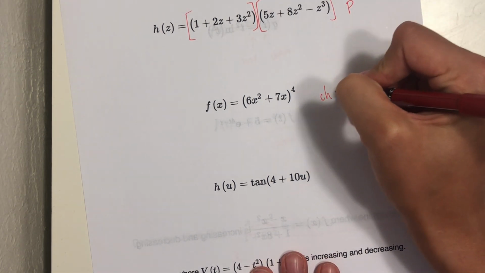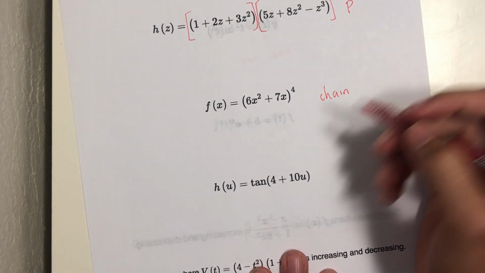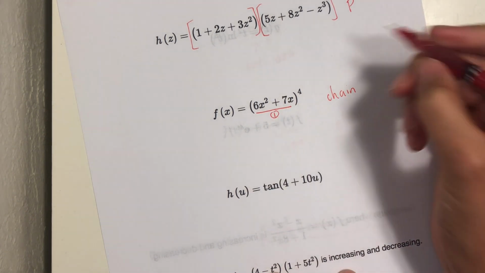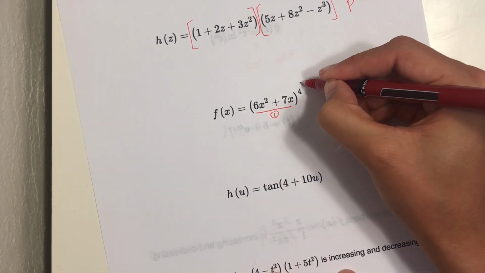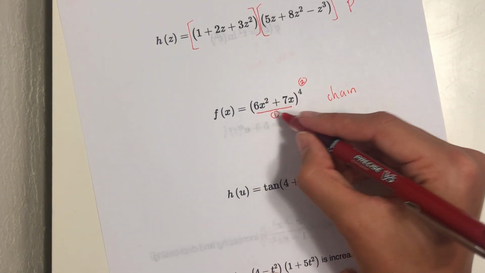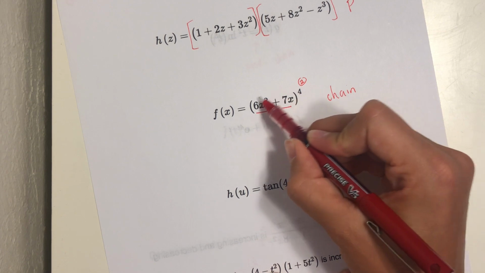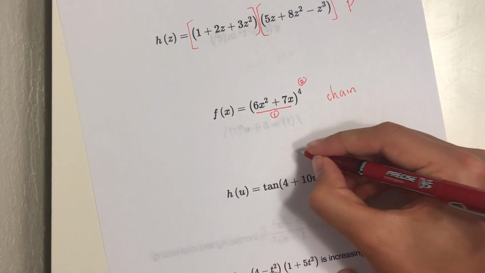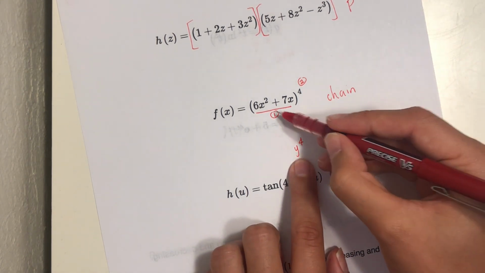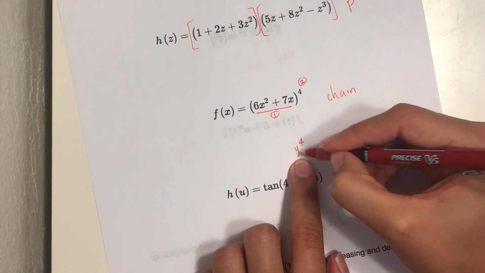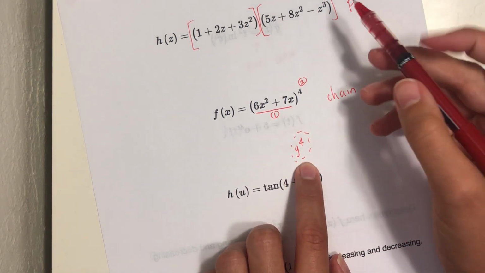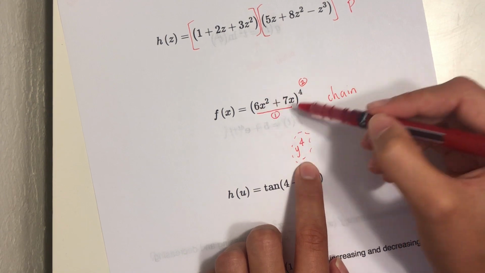This one's actually chain rule. You know that because you have this function right here, which is the first function, and it's being raised to a power, and that power is going to be your second function. Essentially what you're doing is taking that piece and plugging it into what should be like a y to the fourth. So you're just calling this whole piece y, and that is essentially what the second function is.